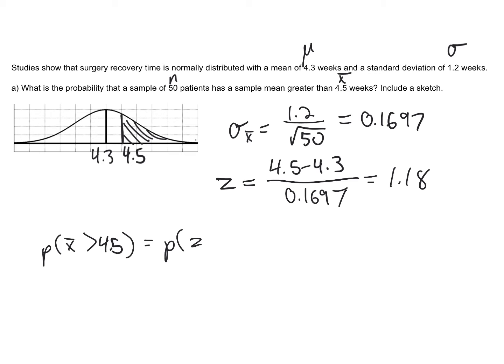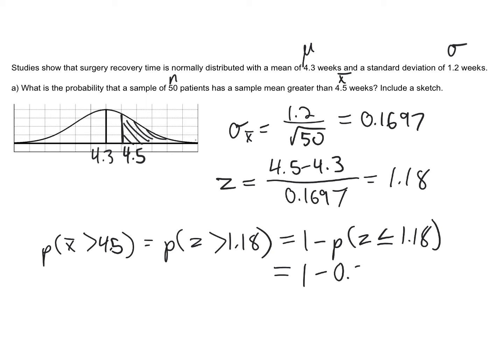probability of z being greater than 1.18, which we can do 1 minus the probability of z less than or equal to 1.18. We look up that probability in our normal distribution table. We get a final answer of 0.1190.